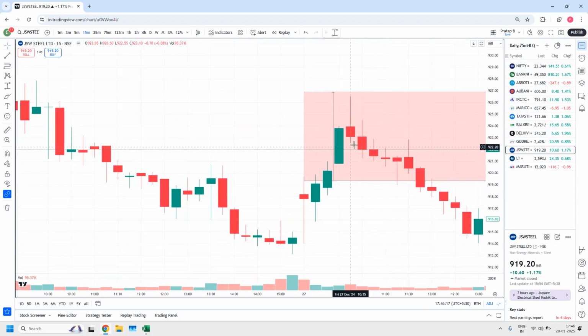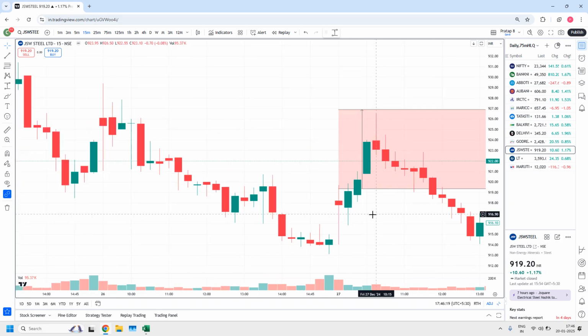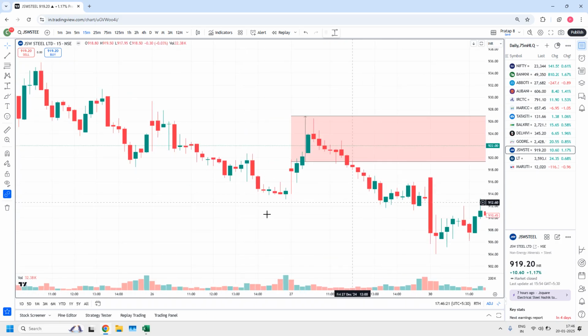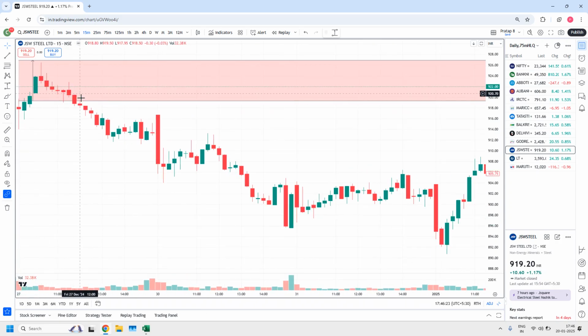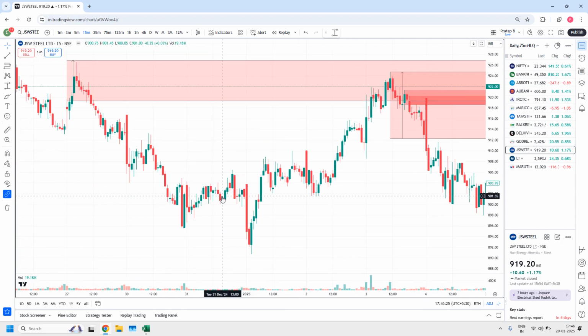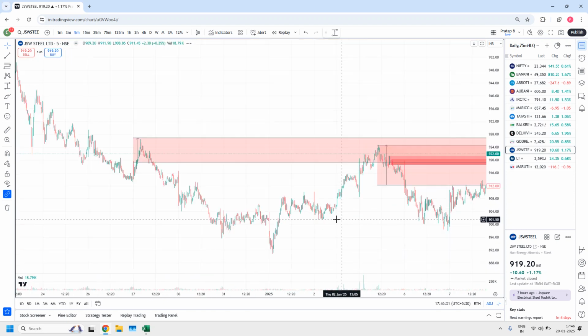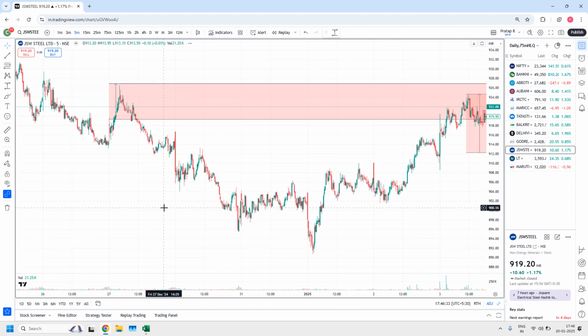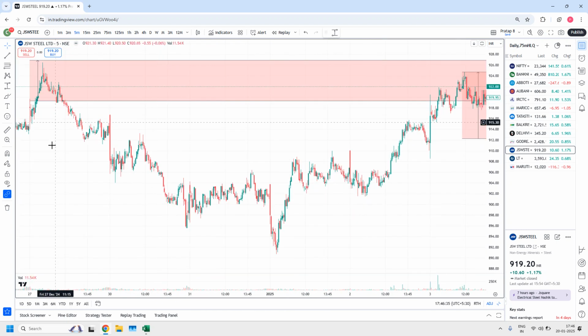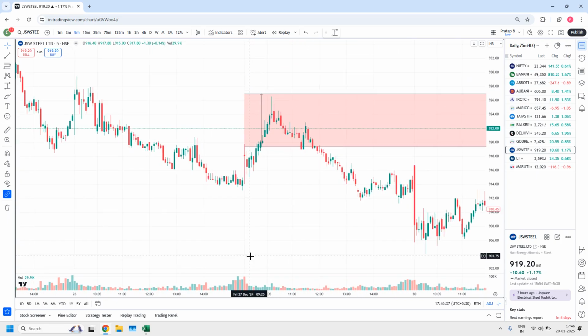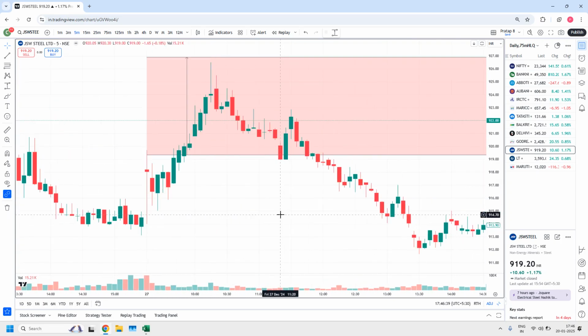And that is not visible clearly here, because we didn't have proper leg out structures in this newly created zone. Go to the 5 minutes time frame. Probably within this 5 minutes time frame, you might have some strong institutional order flow.